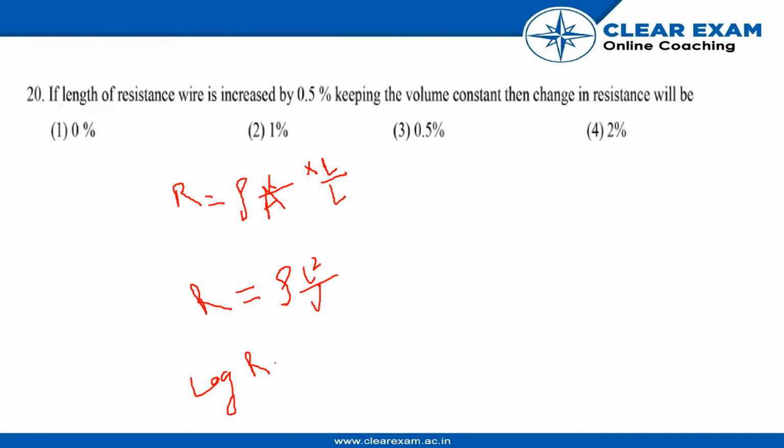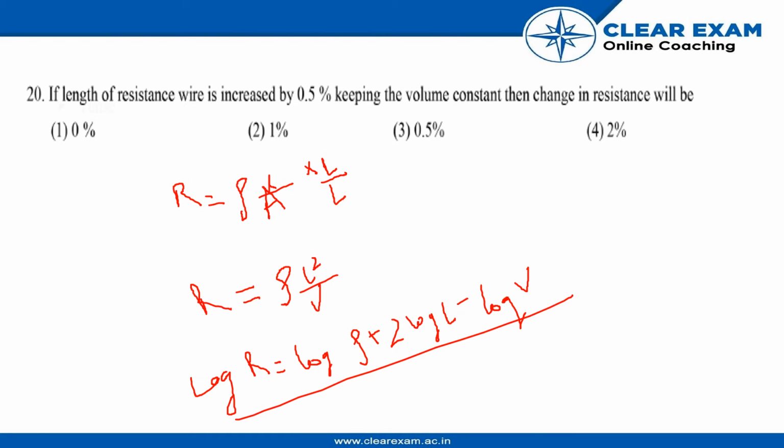log R equals log rho plus 2 log L minus log V. So now after this step we will do differentiation.